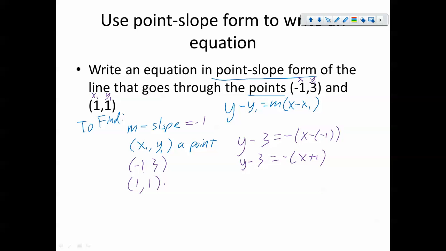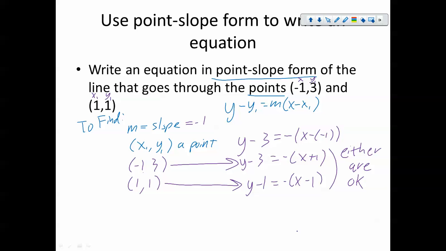We can also use this one. This is the equation that you made with that point. We could also make this equation, y minus 1 equals -x minus 1. Either are okay. Do not need both. Give me one of them. You don't need to give me both. You pick your favorite point, and then you plug that one into the equation. It doesn't matter which one. There's no real advantage of one point to the other one.